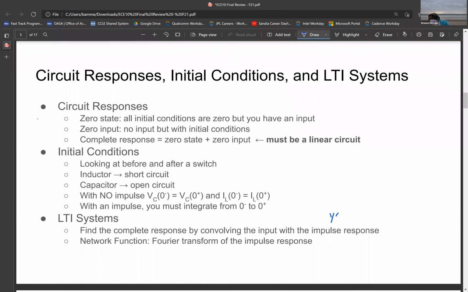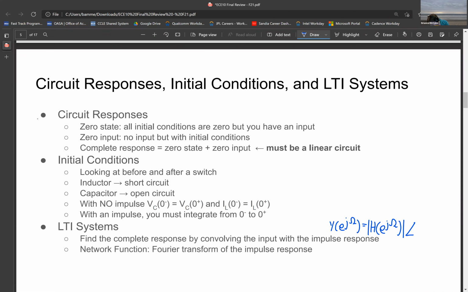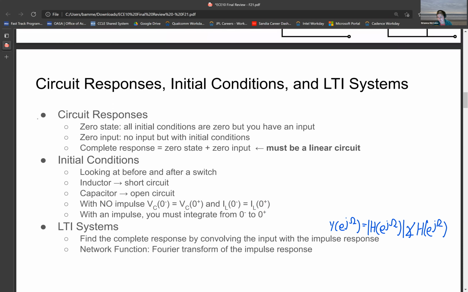If you're applying a tone to the circuit and you have a frequency response to that tone, then it's going to be just the magnitude and the phase. And so this is going to be the impulse response itself. And then if you're just applying a tone to it, then you're going to be just adding in the magnitude and the phase as a result of that single tone.